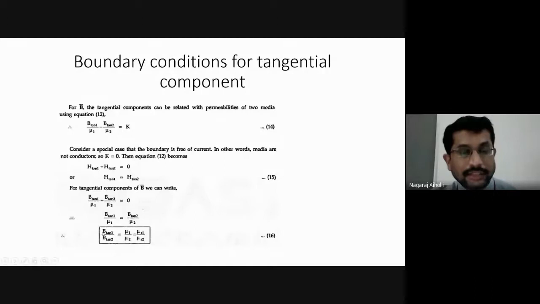But if we consider the flux density, it is discontinuous. H tan 1 by H tan 2 is equal to 1, or H tan 1 is equal to H tan 2. The magnetic field intensity is continuous at the boundary, whereas the magnetic flux density is discontinuous at the boundary.